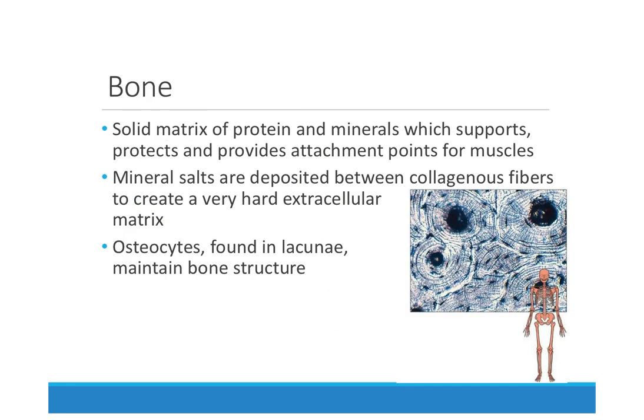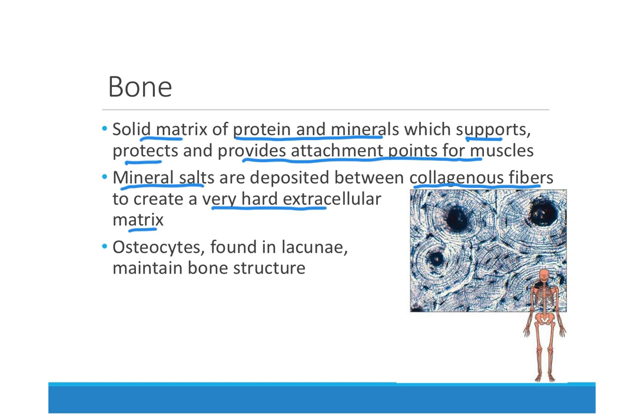The second type of specialized connective tissue is bone, and bone is a solid matrix of protein and minerals which support the body, protect our internal organs, and provide a place for muscles to attach. If the muscles didn't have something to pull against, we would not be able to move. Bone starts with collagenous fibers, so collagen provides the framework, and then mineral salts are deposited in between them to create this very hard extracellular matrix.